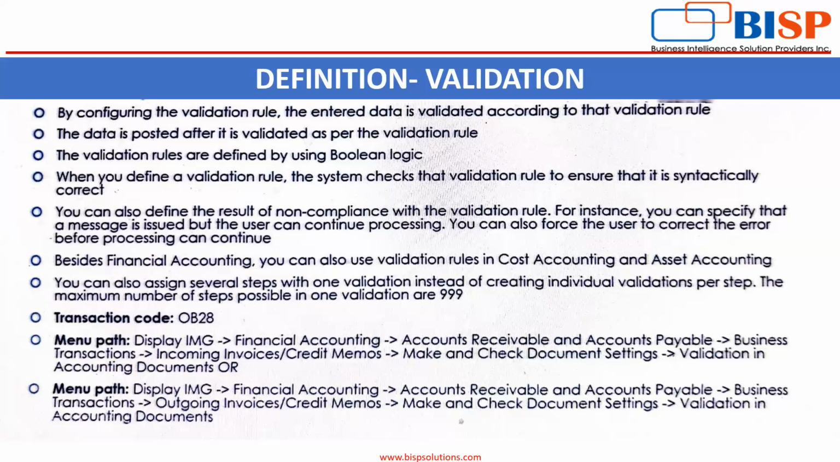Now, you can assign several steps to one validation instead of creating individual validations per step. This I will show you when we will be configuring the validation. The maximum number of steps possible in one validation is 999. We also have a transaction code OB28, and we have two menu paths for this one transaction.